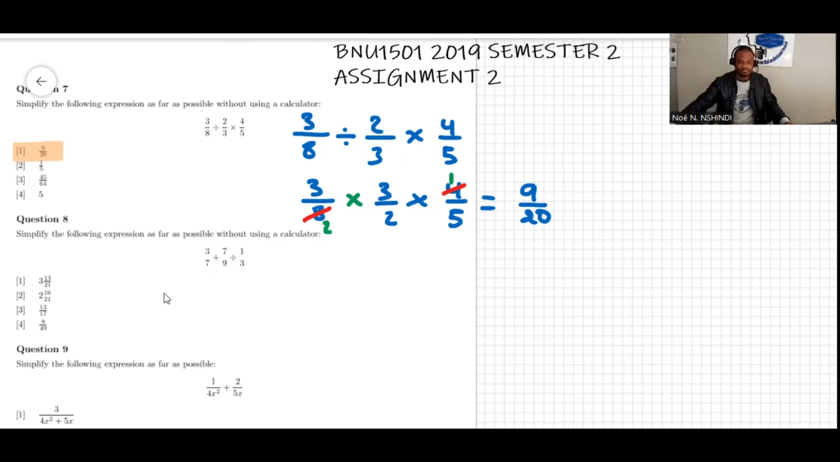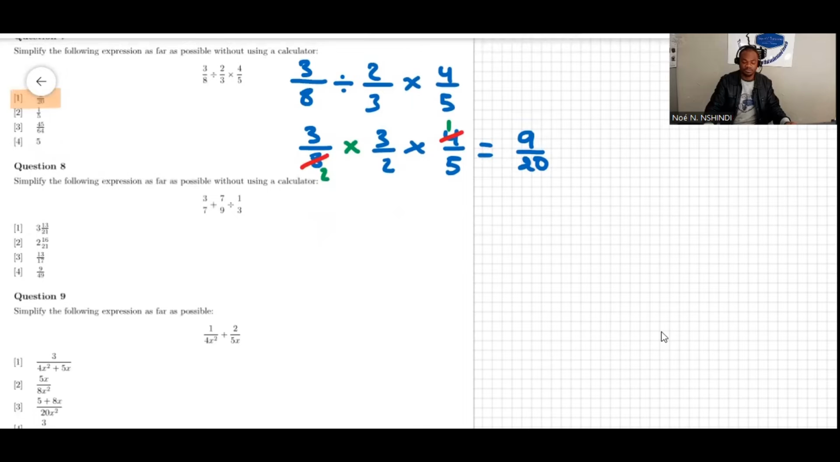Question 8. The question says simplify the following expression as far as possible without using a calculator. It has mixed operators, but we need to do that with regard to the BODMAS rule or the BEDMAS rule. I don't know how you label them, but they mean the same thing. 3 over 7 plus this will be considered as one term. All this will be considered one term.